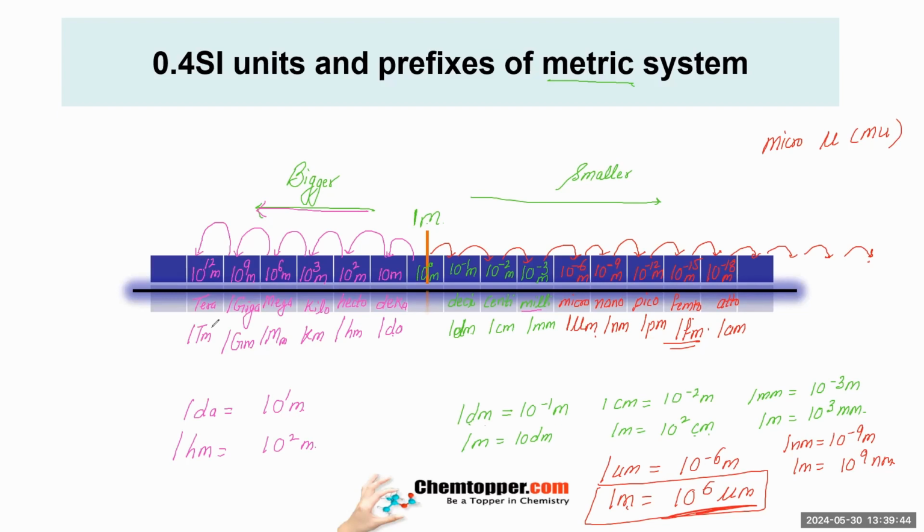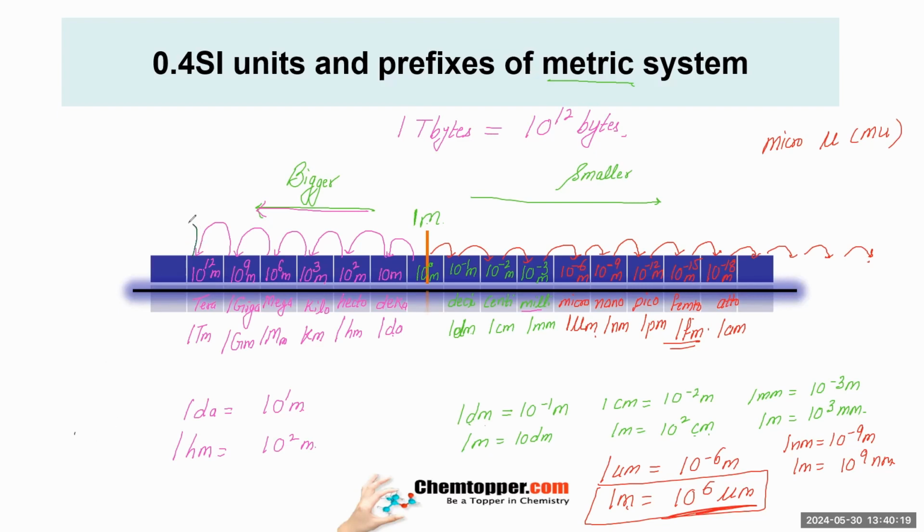Like if you are using it in computers, we call it terabytes. So what's the meaning of terabytes? 1 terabyte is equal to how many bytes? 10 raised to power 12 bytes. Right? Same here. So you can use these prefixes on anything. You should have one basic unit and you can use this prefix on any basic unit. It's not necessary that they have to be used on SI units.